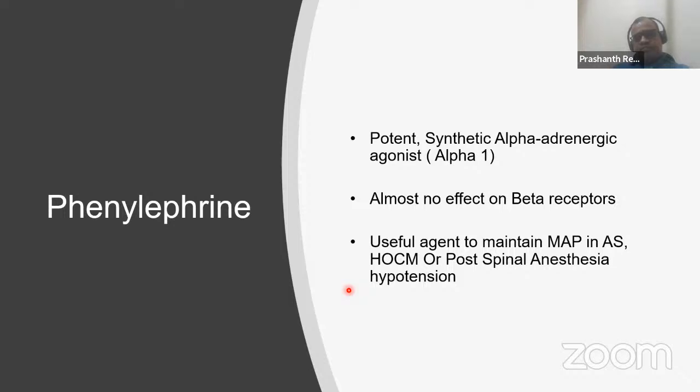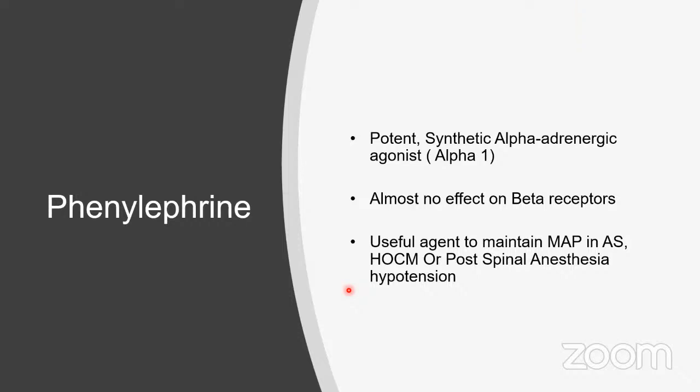Apart from that, the specific indications would be any patient who has a fixed cardiac output, like a patient with aortic stenosis, wherein the output is fixed because of the stenotic aortic valve. In such situations, to maintain the mean arterial pressure, phenylephrine is used because it is a pure alpha 1 agent, and it does not cause any tachycardia, which is not preferred in aortic stenosis patients. In aortic stenosis, tachycardia can be detrimental, so we don't need that.